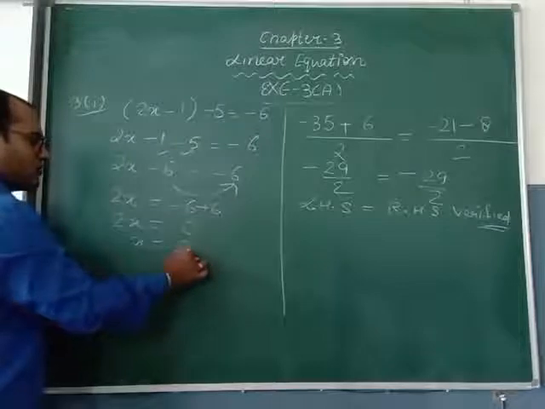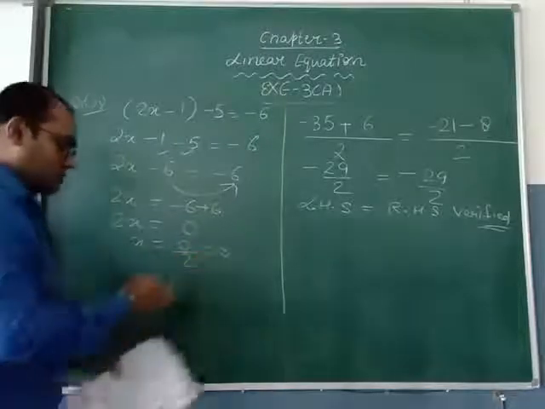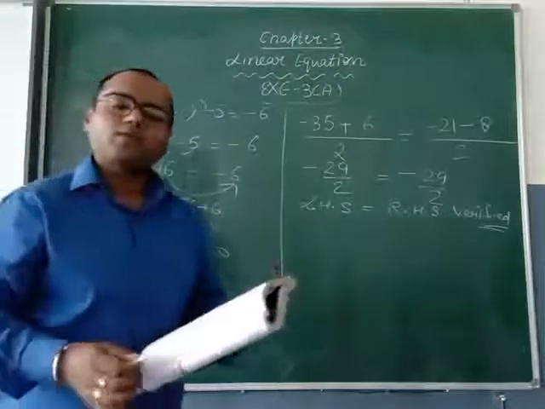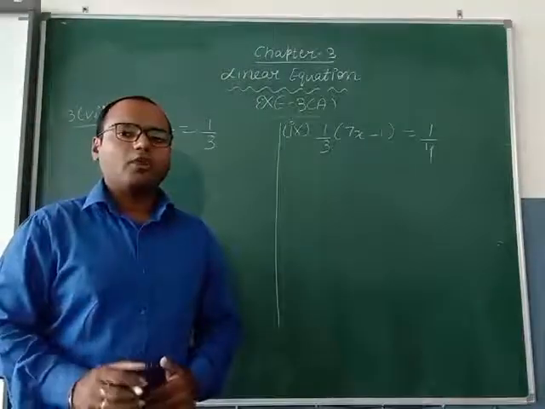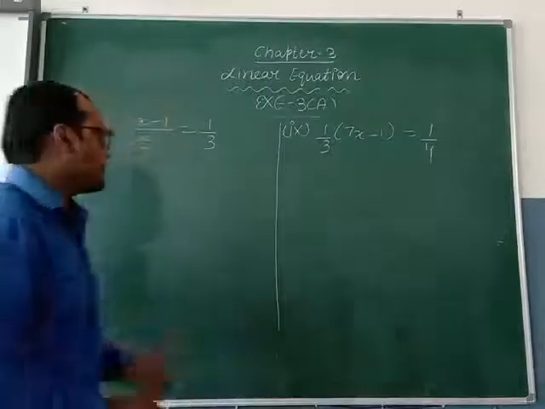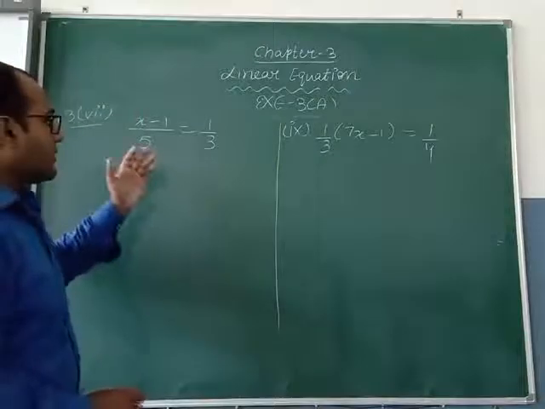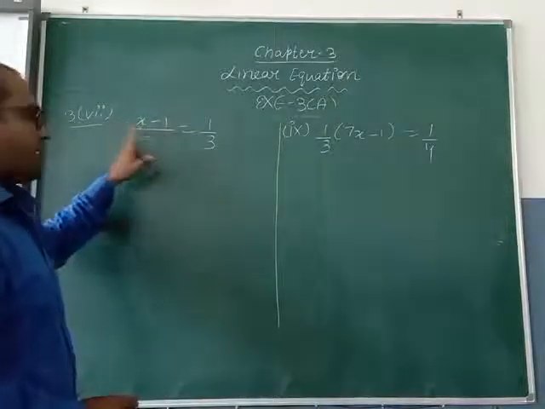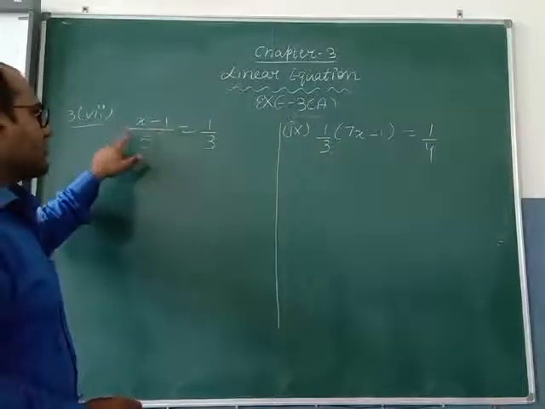0 divided by 2, and the answer is 0. So like this you have to do part number 1. Now come to part number 7. Here on the left hand side you will observe that the denominator is 5.